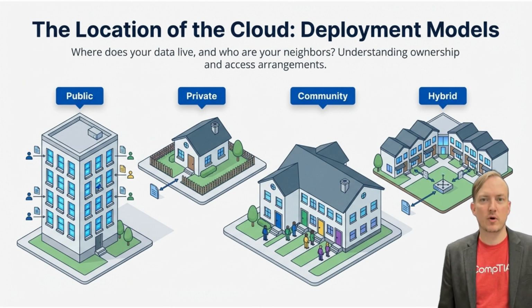Now let's look at the location of the cloud or deployment models. This answers the questions: where does your data live and who are your neighbors? Understanding ownership and access arrangements is key. We have four primary models to understand: public, private, community, and hybrid.